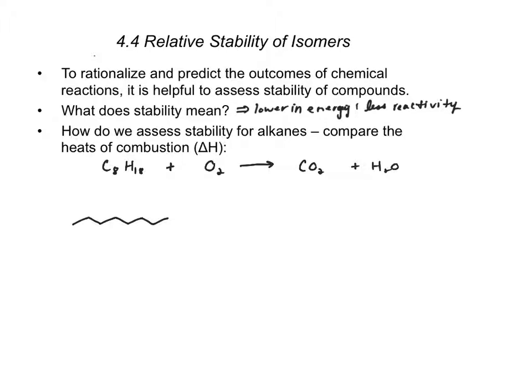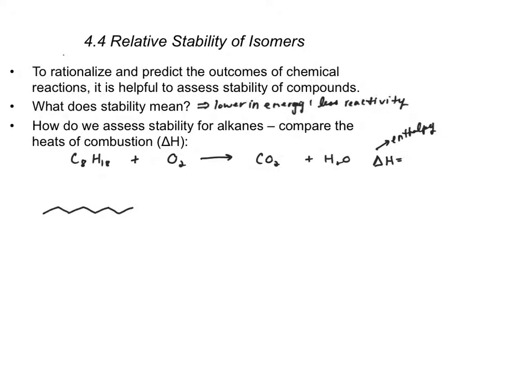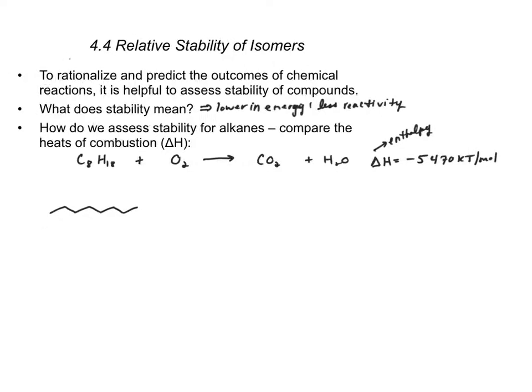All right, so what we can do at that point in time, after we undergo this combustion reaction, is we can measure the enthalpy of this reaction, okay? So remember that enthalpy is delta H, so we'll write enthalpy, okay? And this delta H for this octane, straight chain octane, ends up being about minus 5,470 kilojoules per mole, okay?